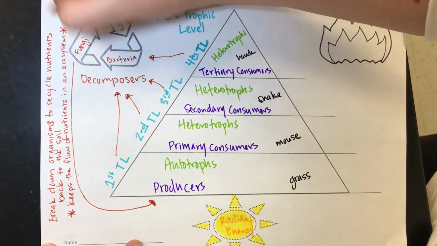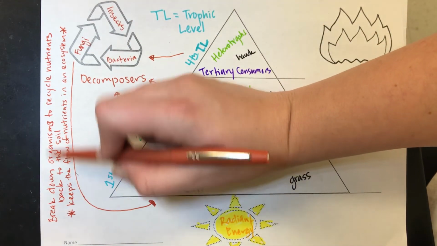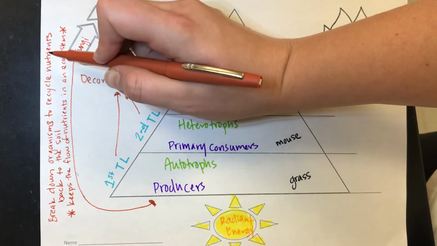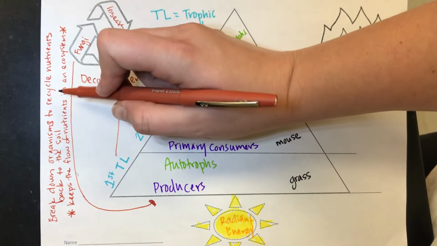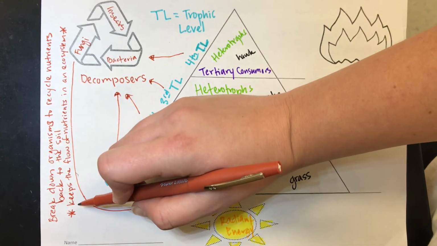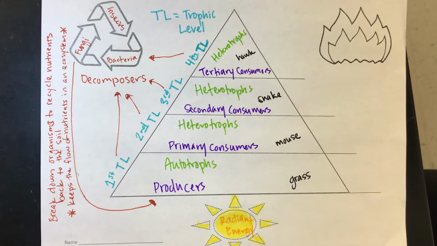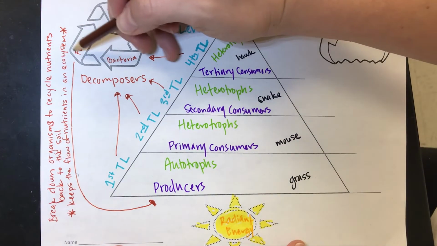All right. So I'm going to repeat that back in case you need to finish it up. Break down organisms to recycle nutrients back to the soil. And then our little footnote is keeps the flow of nutrients in an ecosystem. So that's our very helpful decomposers.